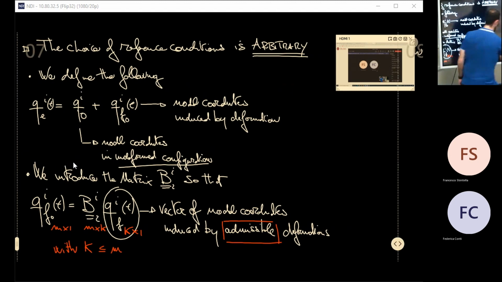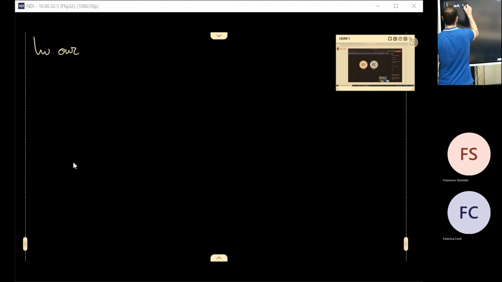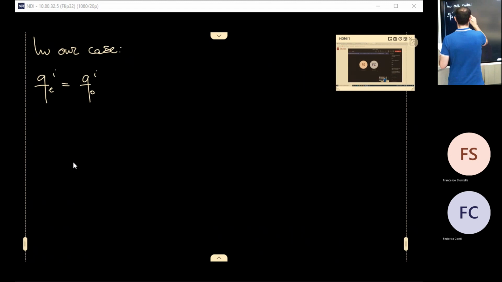Let's see this relationship in our case, and everything will become clear, I promise. So in our case, QE I is, we have said, Q0 I plus B2 I applied over this QF I.